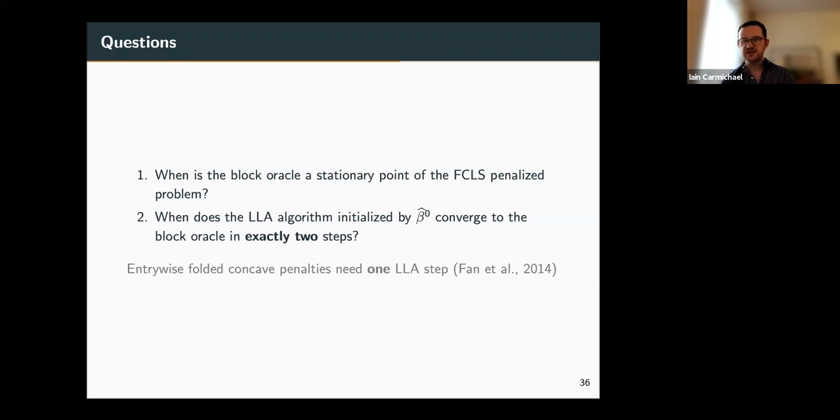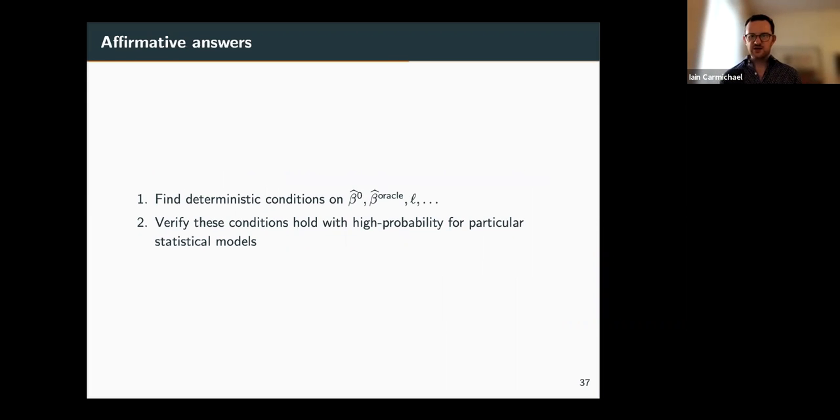And I should contrast this with standard entry-wise sparsity folded concave penalties, where there's a similar methodology with LLA algorithms. And for those, you only need 1 step, but we need 2. And so our affirmative answers are going to come in 2 stages. So first, we're going to find some deterministic conditions on the initializer, the oracle parameter, the loss function, etc. And then for particular statistical models, we're going to verify that those conditions hold with high probability.